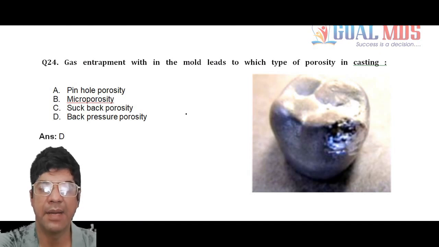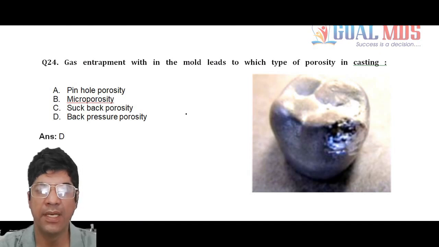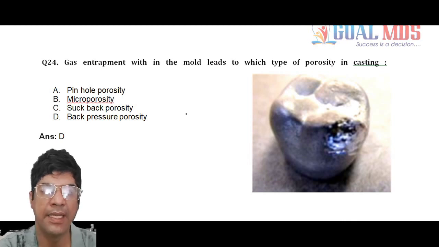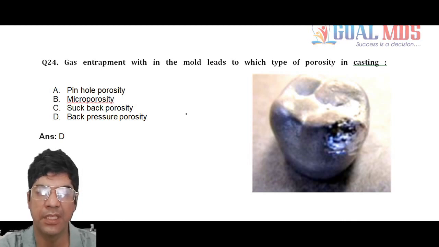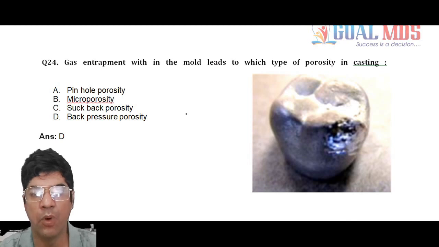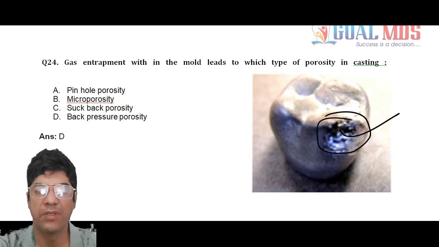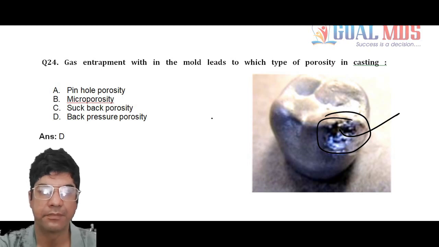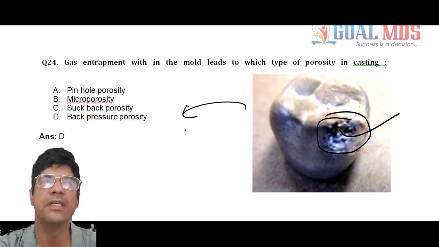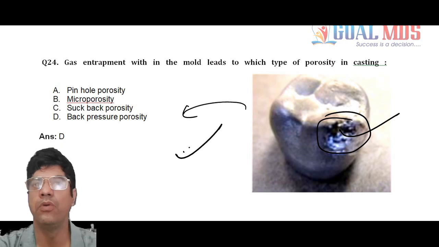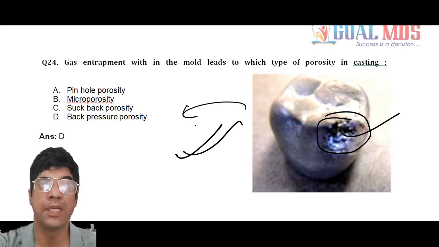The gas entrapped within the mold leads to which type of porosity? So the gas entrapped within the mold can lead to back pressure porosity in casting. This type of porosity occurs when gas is entrapped in molten metal as it is poured into the mold, which can cause voids or porosity in the final casting. This has already been discussed in the casting chapter. Go through that chapter video.